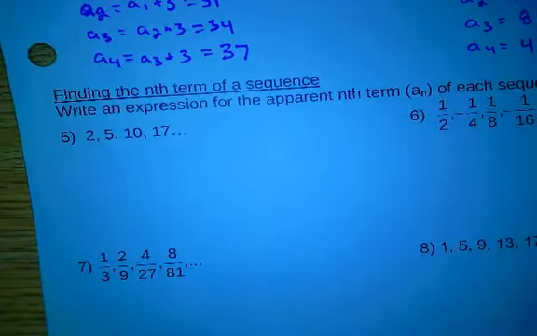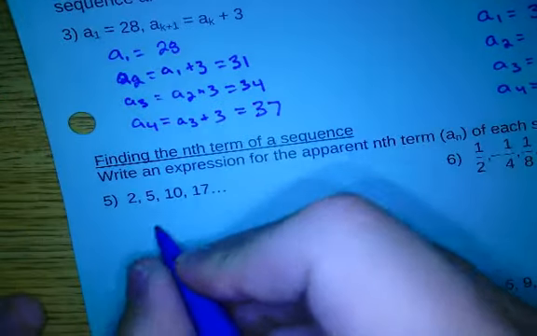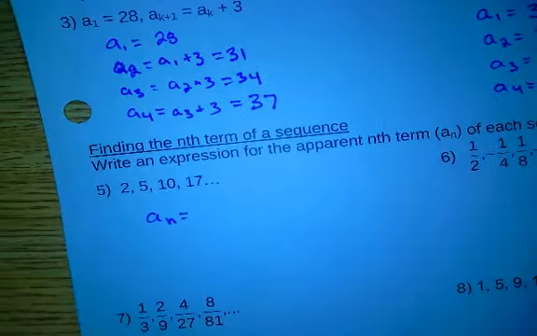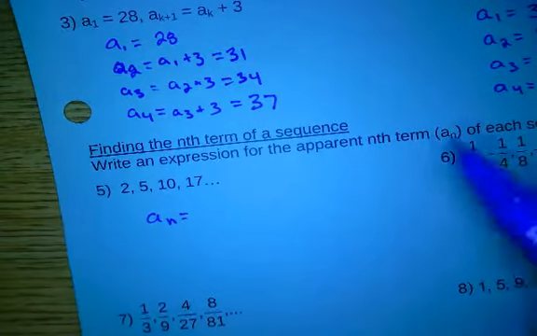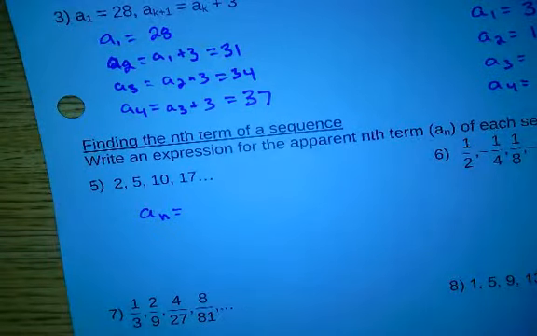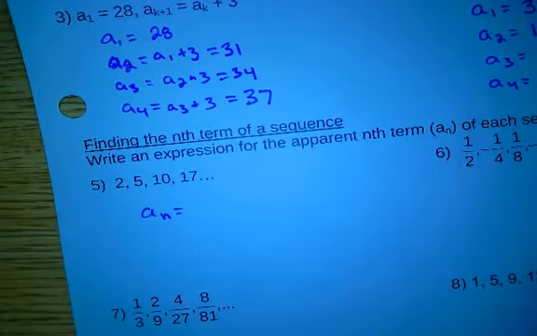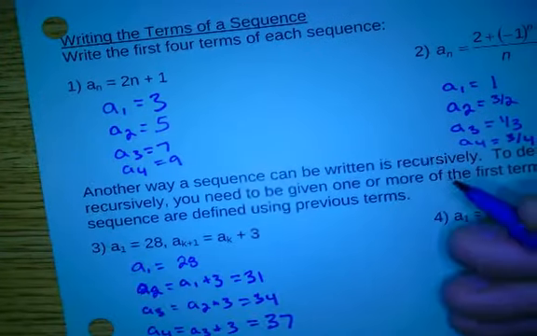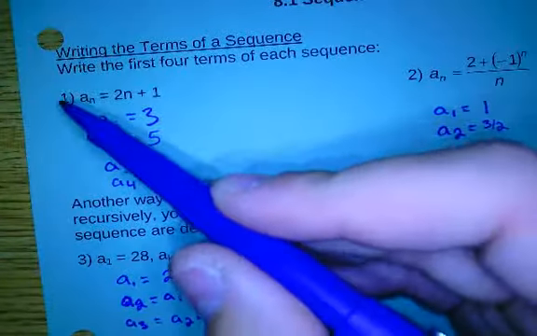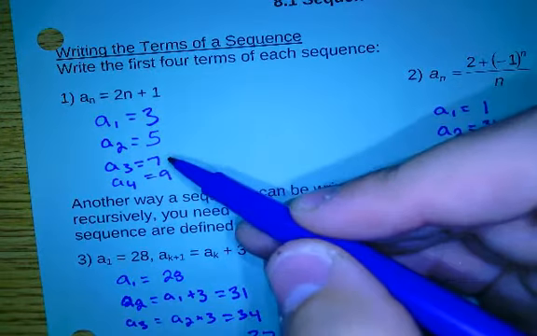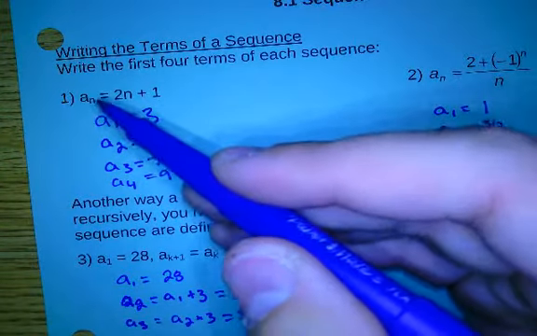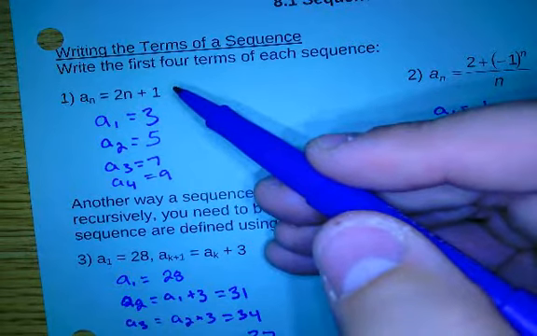So I'm going to give you just a moment here. If I just tell you, it's not as fun. I want you to think of what the pattern for 5 is. So a sub n equals what? And these are going to be all explicit. None of these are going to be recursive. Like for number 1, if I gave you 3, 5, 7, 9, the answer would have been a sub n equals 2n plus 1.